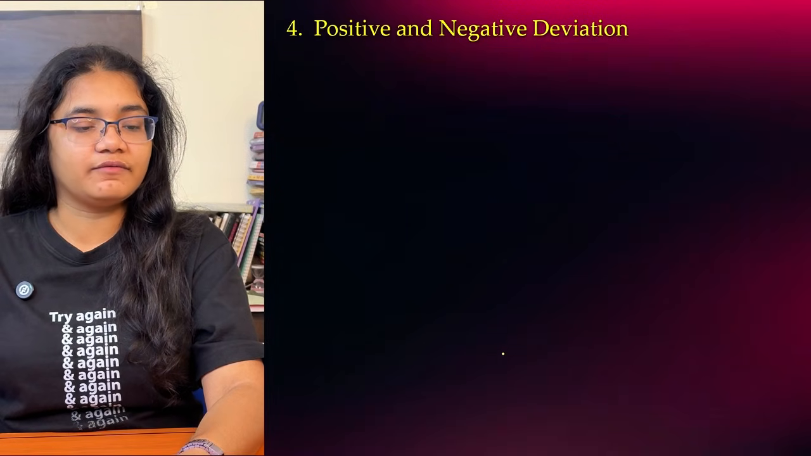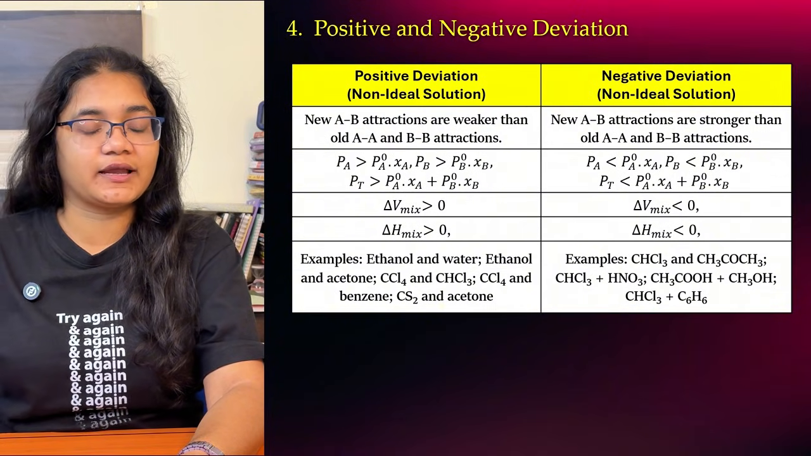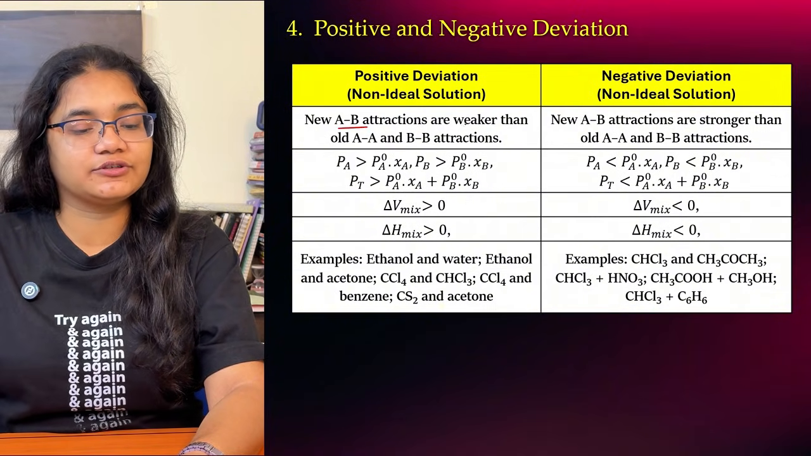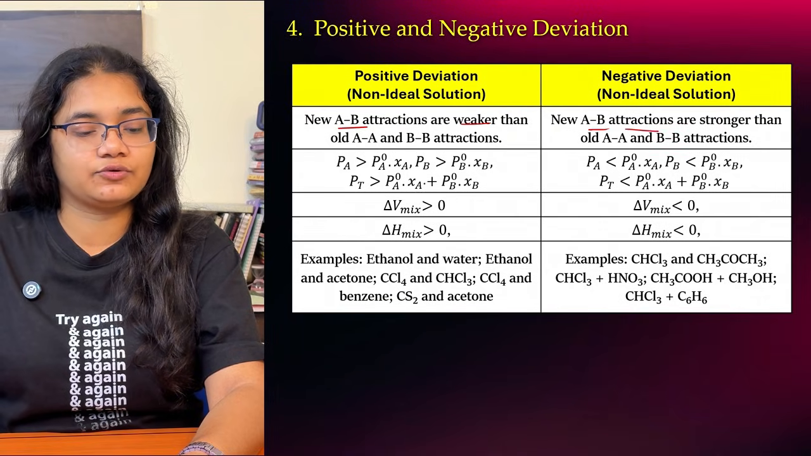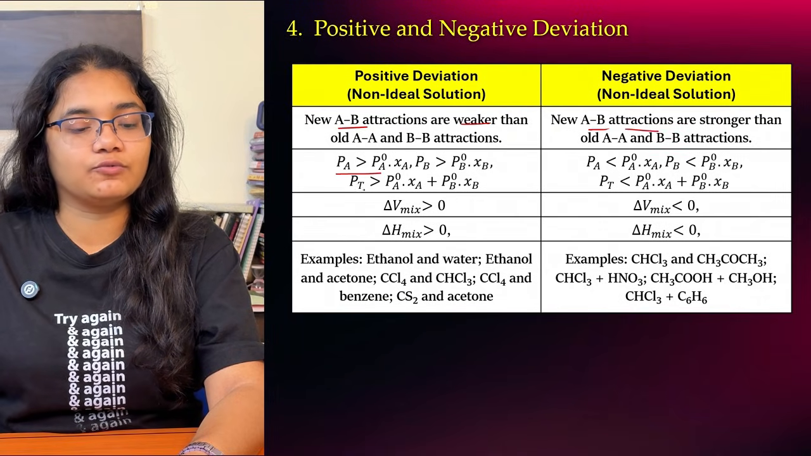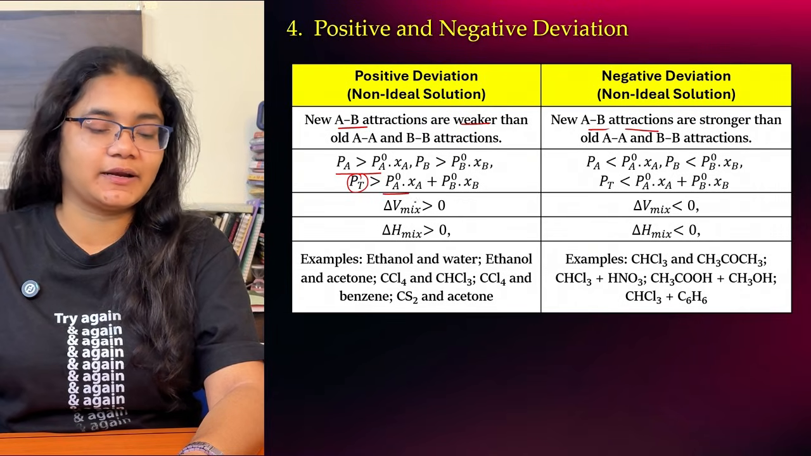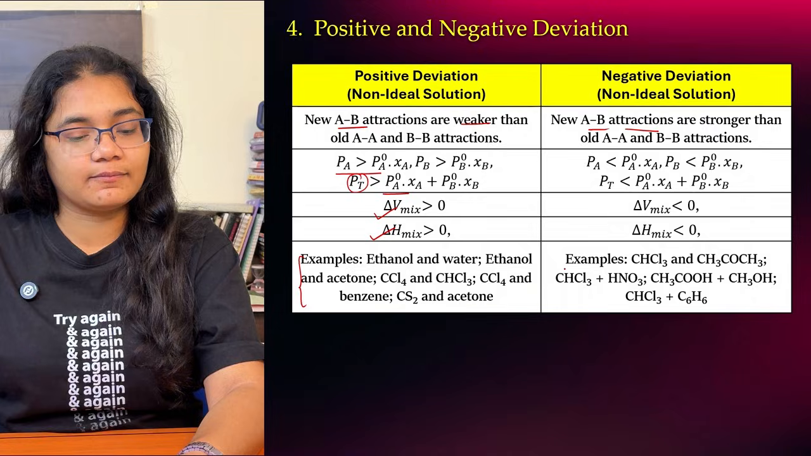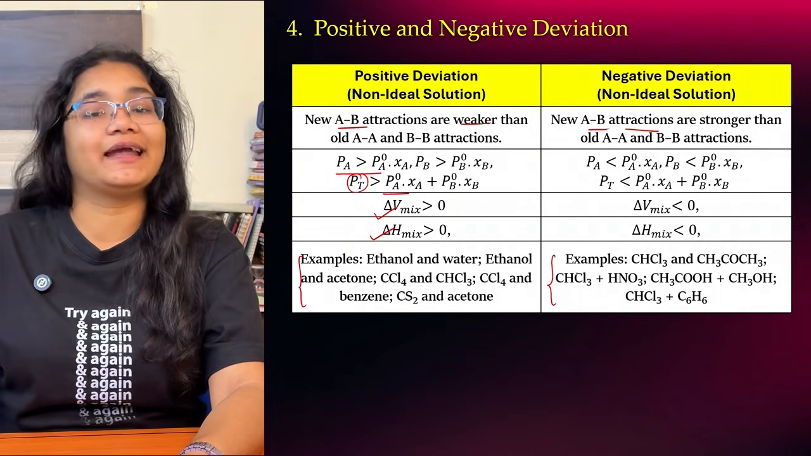Next we have positive and negative deviation. Again, this is an important question. In positive deviation, A-B interactions are weaker; in negative deviation, A-B interactions are stronger. In positive deviation the partial pressure and total pressure are more than the expected value. Delta V mix is positive, delta H mix is positive. And these are the examples for positive deviation, and these are the examples for negative deviation.